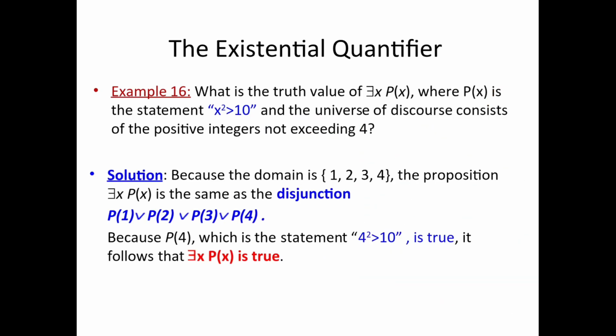So we can see that the statement 4 squared is greater than 10 is true because 16 is greater than 10, so therefore this is true. So it follows that there exists x of p of x, so therefore it is true.